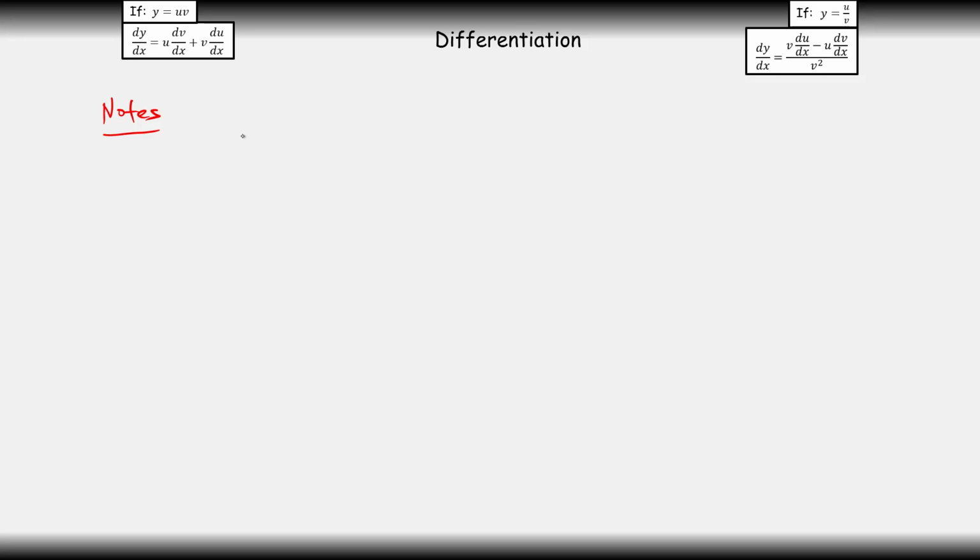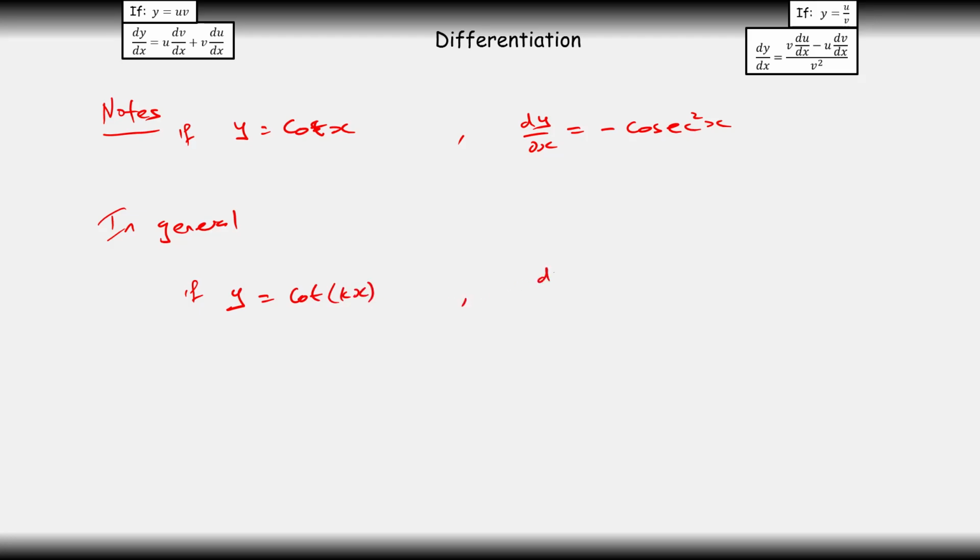And some notes then. So if we have y equals cot of x, then dy by dx is going to be equal to minus cosec squared of x. And in general, if y equals cot of kx, then dy by dx is going to be equal to minus k cosec squared of kx, where k is a non-zero constant. Okay, I'll just tidy that cot up there, looks a bit messy. Yes, that's much better. Good, hit pause, make some notes. Once you're done, hit play again.